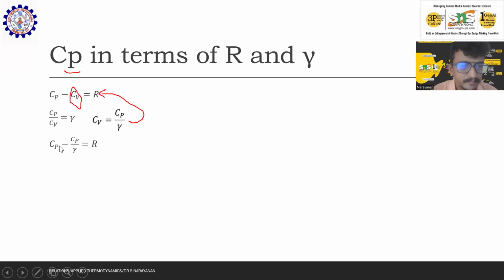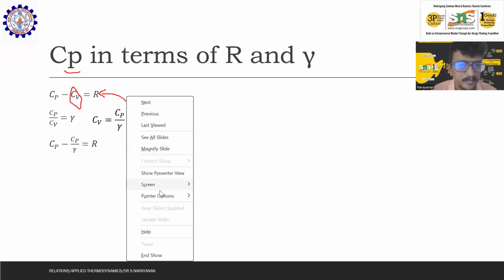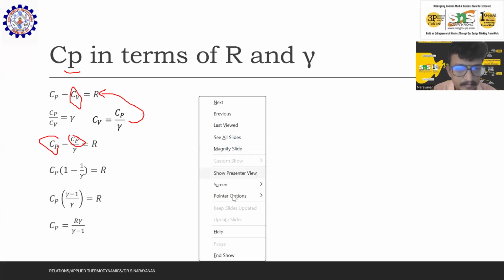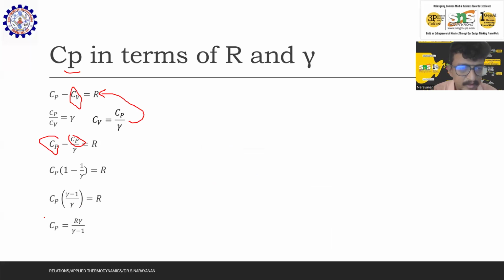So Cp minus Cp by gamma is equal to R. In these two terms, Cp is common. So we take Cp as a common term: Cp into 1 minus 1 by gamma. In the next step, we take gamma as LCM: Cp into gamma minus 1 by gamma is equal to R. In other words, Cp is equal to R gamma divided by gamma minus 1. So this is Cp in terms of R and gamma.